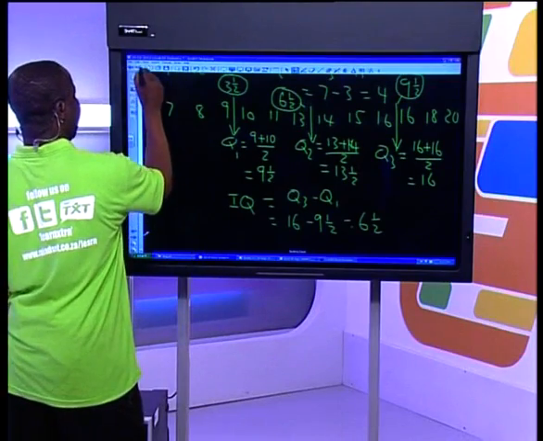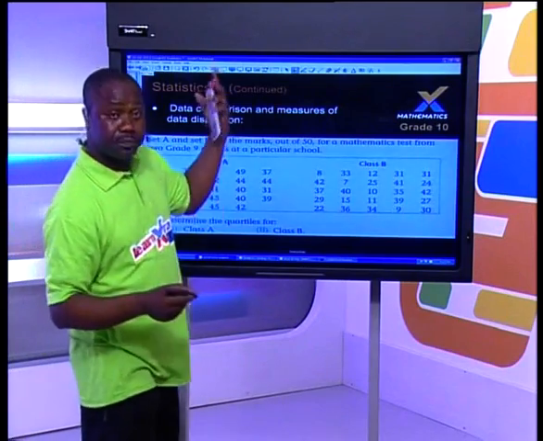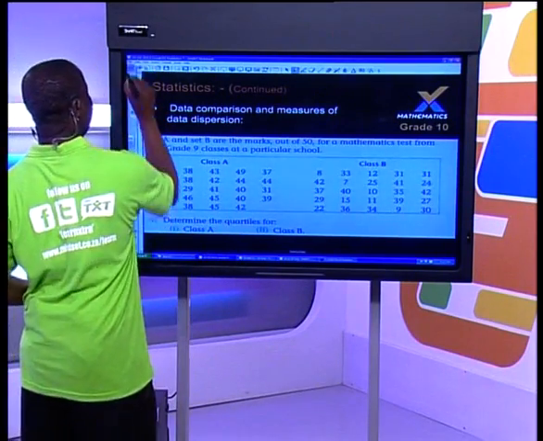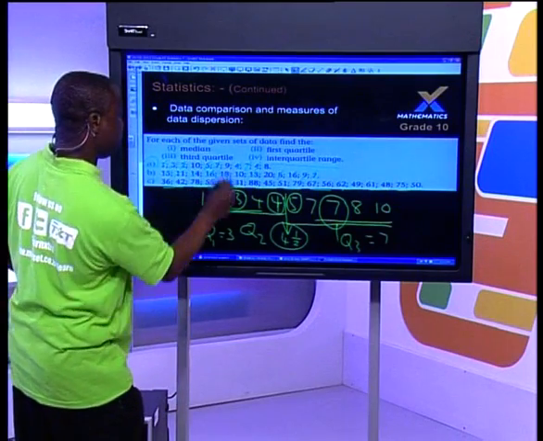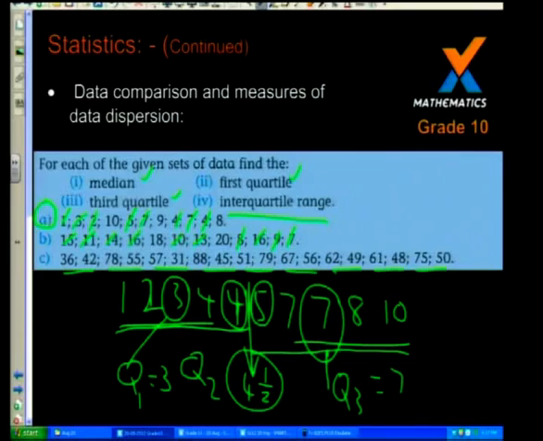The third example that I have there, I think I'll leave it for you to do. It's the same process. But then, if I look at that again, yeah, that's what we had to find. The median, the first quartile, and the third quartile, and the interquartile range. I said we are talking about comparing data and the measure of data dispersion. All right.